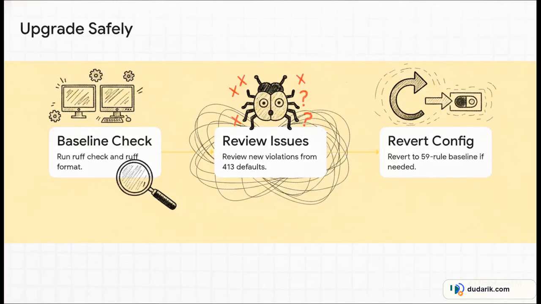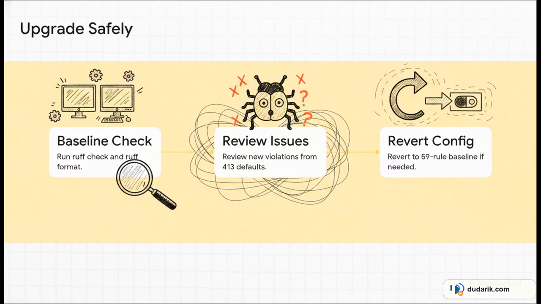Okay, so jumping from 59 defaults up to 413, yeah, that is going to cause some noise, especially if you're working in a legacy codebase. So here is your actionable migration plan. Step 1, run a baseline ruff check . and ruff format --check on your local machine first, before you let CI get its hands on it. Step 2, carefully review the new violations surfaced by those 413 defaults. Seriously, you might find a whole bunch of hidden bugs you didn't even know existed.